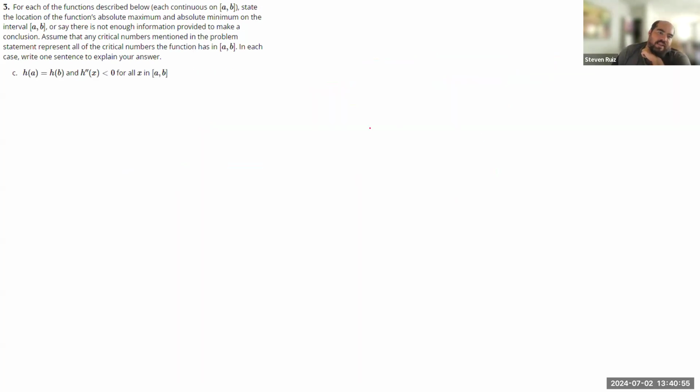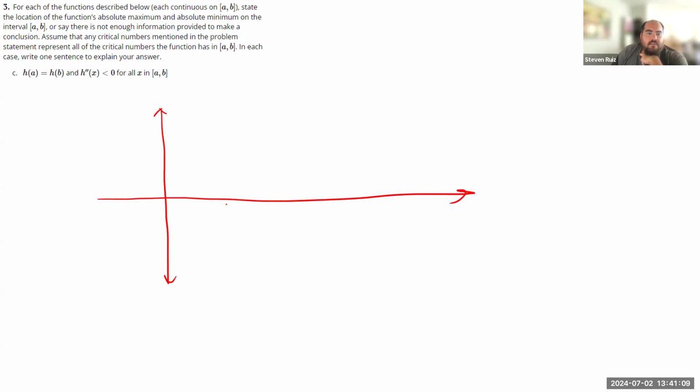C, H of A equals H of B. Okay, and H double prime of X is less than or equal to 0. So let's draw a graph as accurately as I can. A, B, and I have equal Y values here. And I'm also told that the second derivative is negative, which means what? I have a function that's concave down.